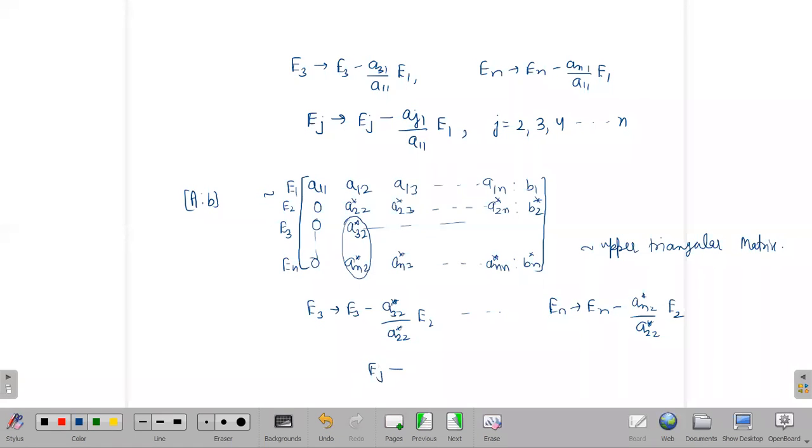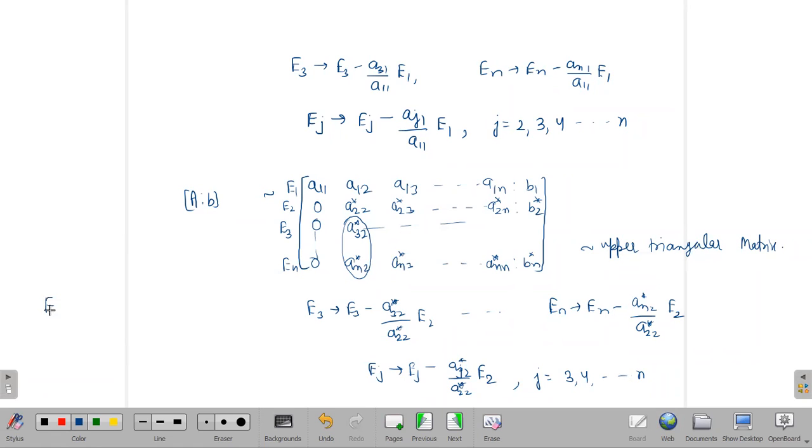And if I write in general, Ej will give you Ej minus Aj2 star divided by A22 star into, sorry, E2. With the help of E2, we are making these elements 0. So here j is running from 3, 4, and so on up to n. Can you write the general operation? Means if I write just one general operation to reduce the matrix to upper triangular form.